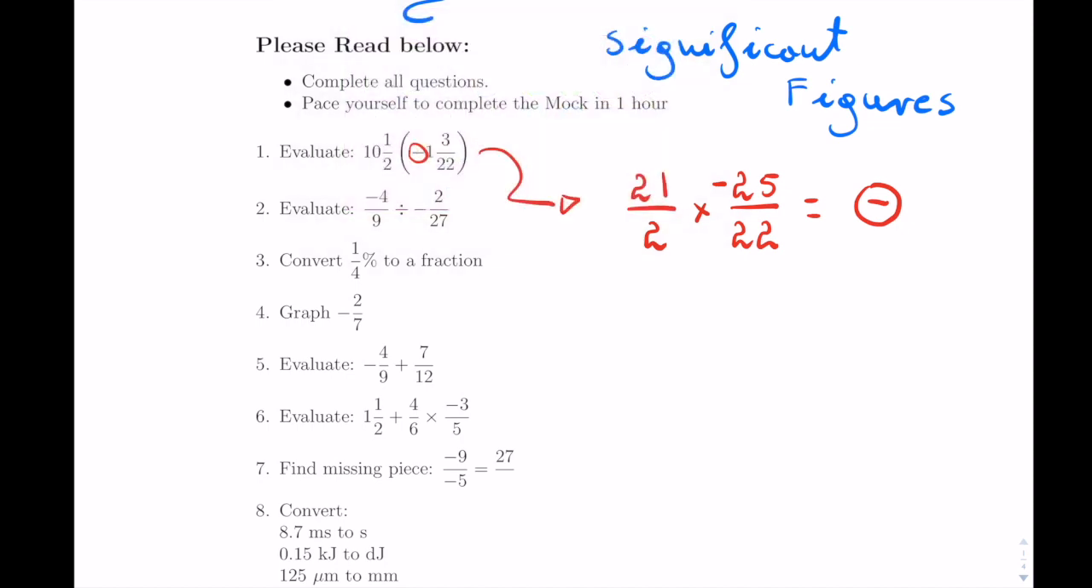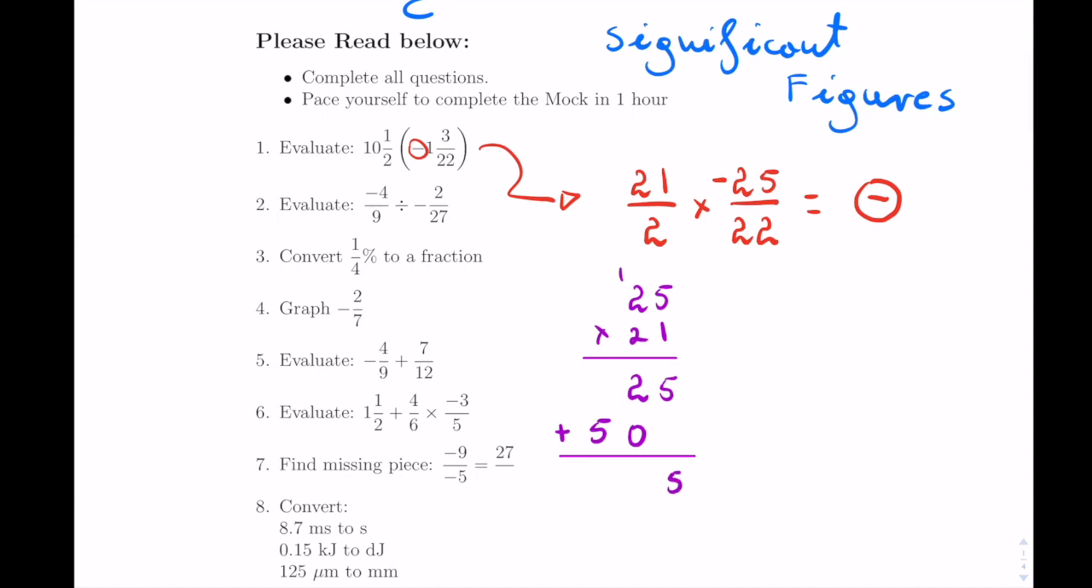So if I take 21 and multiply it by 25, I'll do that first. Now the order doesn't really matter, so we can do that. So 1 times 5 is 5, 1 times 2 is 2, and then 2 times 5 is 10, carry my 1. So 2 times 2 plus 1 is 5. So I can add this up: 5 and 2 and 5. So that's going to be my numerator, 525 all over... and now I have to multiply the denominators. So 2 times 22, which is 44. All right, so that's what we would do first.